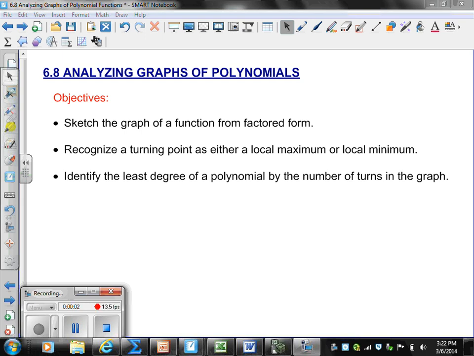Hi folks, this is a video on analyzing graphs of polynomials. This goes with section 6.8 in your Algebra 2 book. Today our objectives are to sketch the graph of a function from factored form.